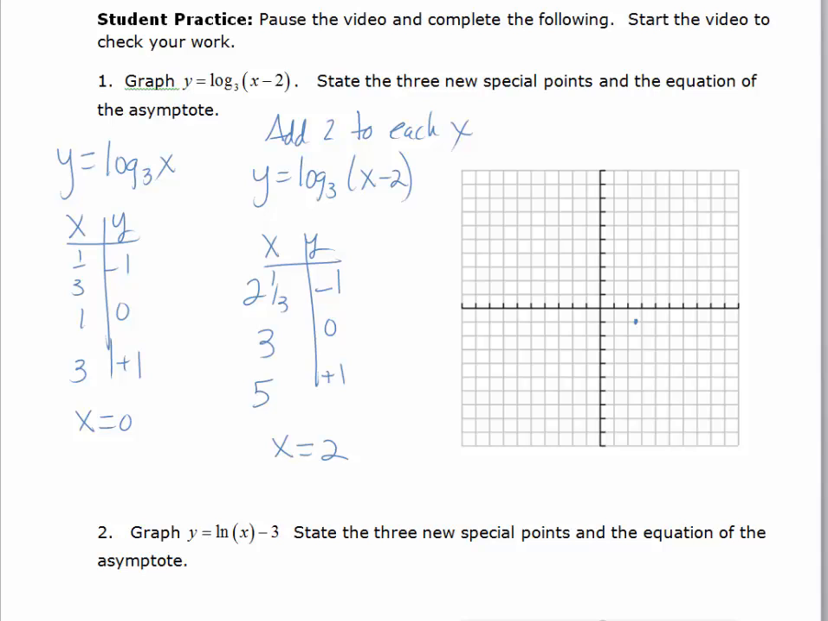3, 0, and over 5, up 1. My asymptote is x equals 2. I'll graph that in, and I will draw a smooth curve through these points and approach my asymptote.